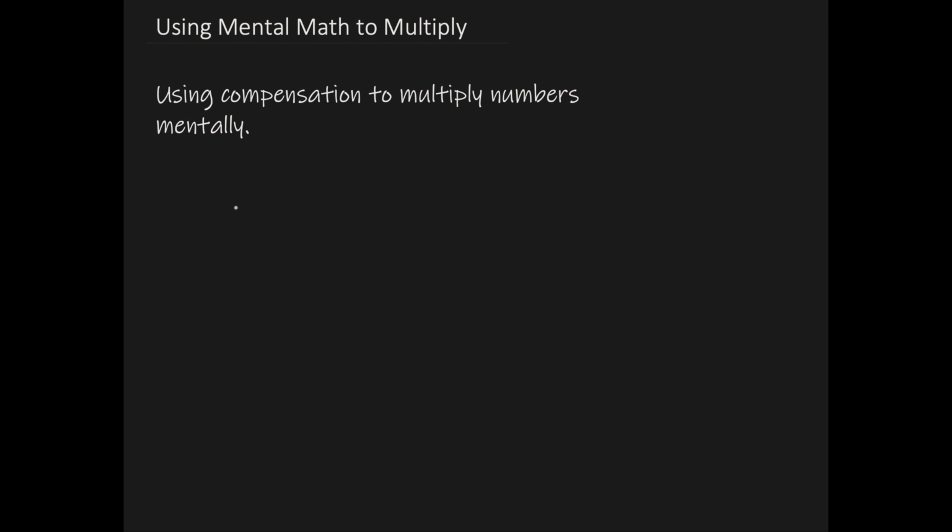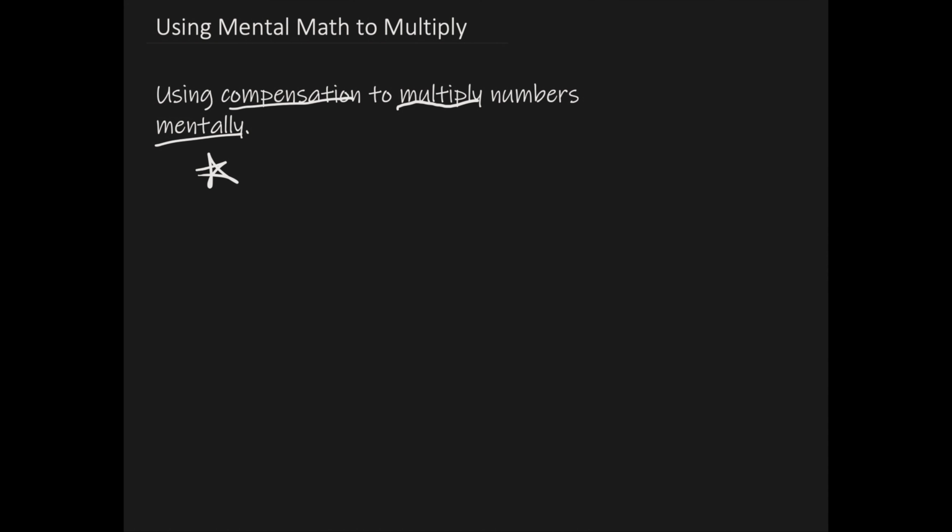Today we're going to be talking about using mental math to multiply. Our objective is using compensation to multiply numbers mentally. The main part of this lesson is we're going to be doing mental math rather than showing our work. Of course I'm going to show my work, but what I'm showing is what should be going through your head. And compensation will come up in the lesson, and I'll explain that then.